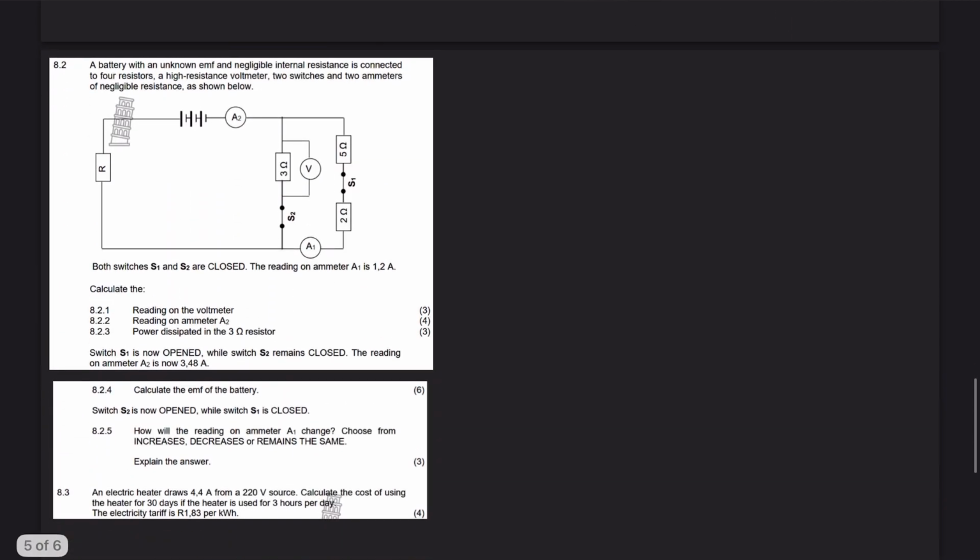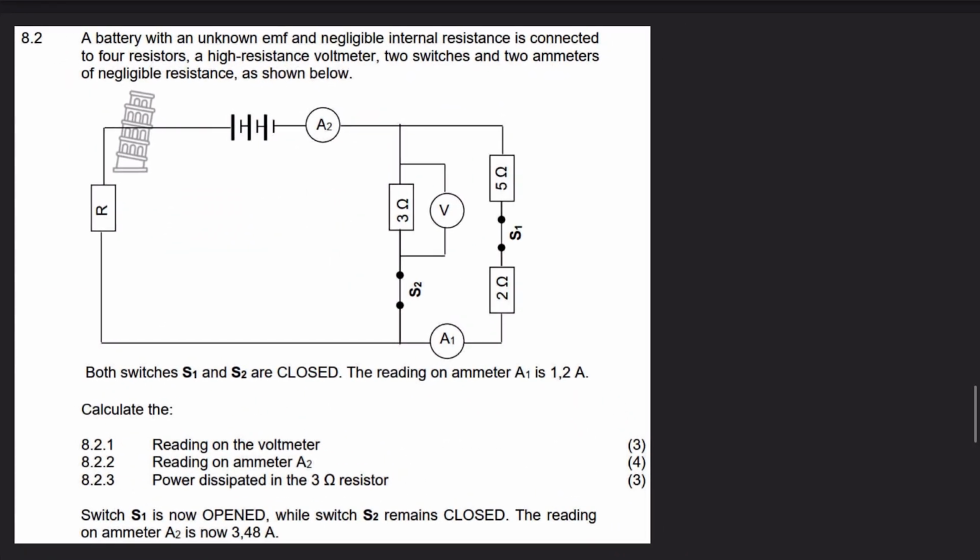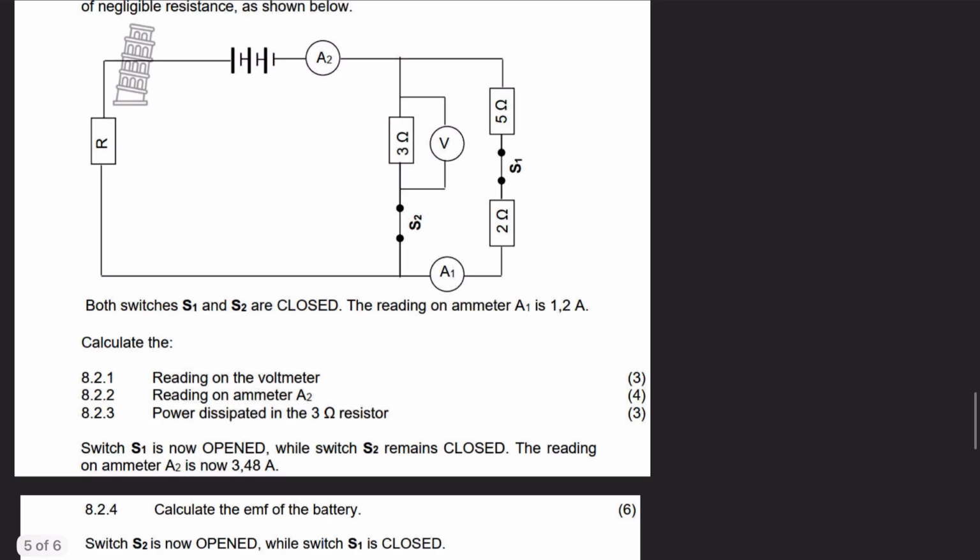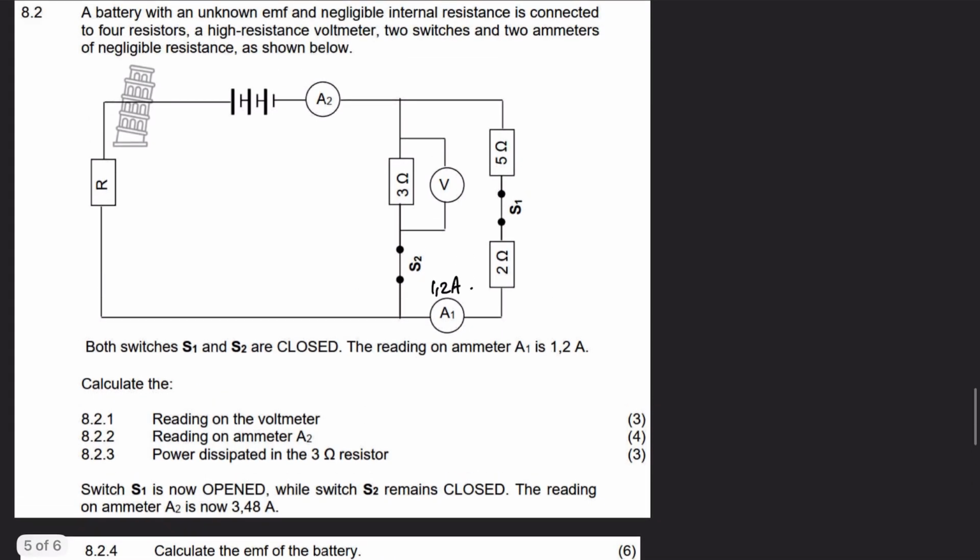Okay, let's move on. Question 8.2. A battery with an unknown EMF and negligible internal resistance is connected to 4 resistors, a high resistance voltmeter, 2 switches, and 2 ammeters of negligible resistance shown below. Both switches are closed. A1 is 1.2 amperes. Calculate the reading on the voltmeter.